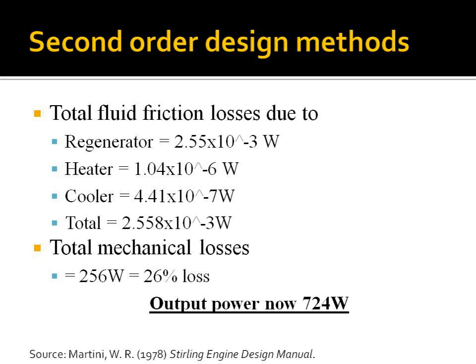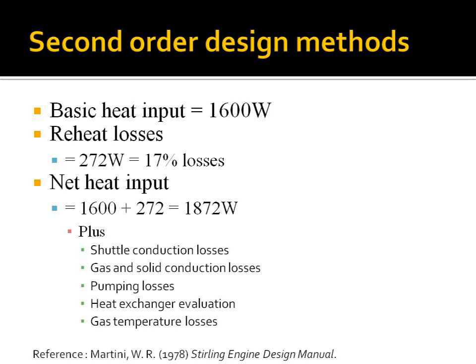So now our output power is 724 watts. Then looking at the calculated basic heat input at 1,600 watts. Reheat losses at 17% losses. Therefore, the net heat input is 1,800 watts, thereabouts.